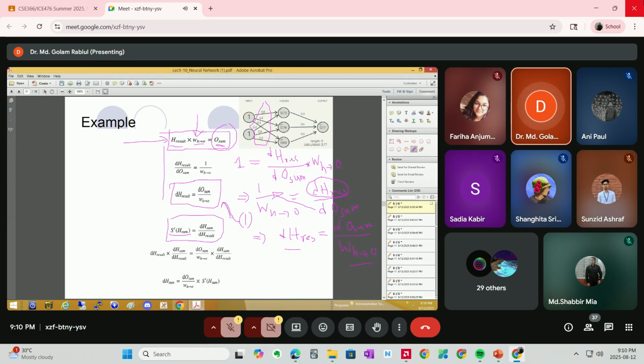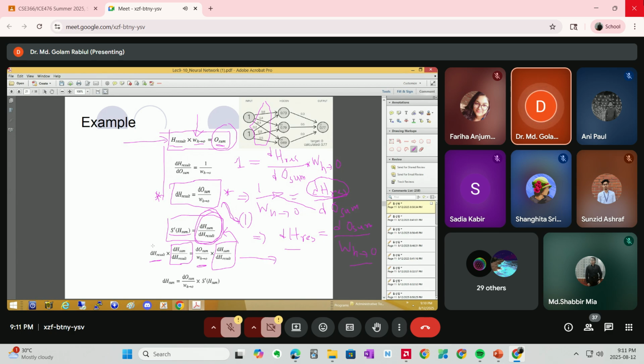Now this is equation number 1. We can multiply both sides of this equation by delta hidden sum by delta hidden results. So on the left hand side and the right hand side, we multiply by delta hidden sum by delta hidden results, and on the right we also have delta output sum by WHO. So what will we get? We will get this equation.